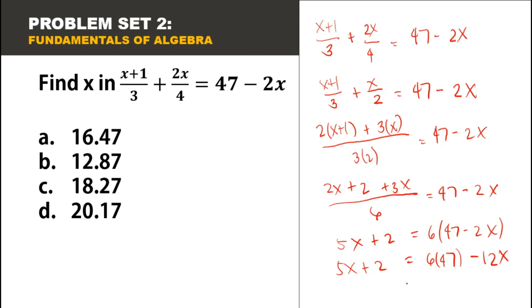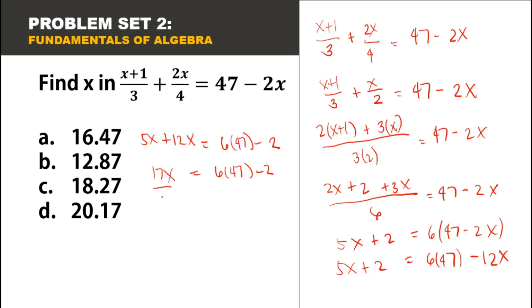And we can transpose, we add 12x to both sides. We have 5x plus 12x is equal to, so we can transpose 2 to the other side. We can subtract 2 from both sides. So we have 6 times 47 minus 2. So 5x plus 12x, we have 17x equal to 6 times 47 minus 2.